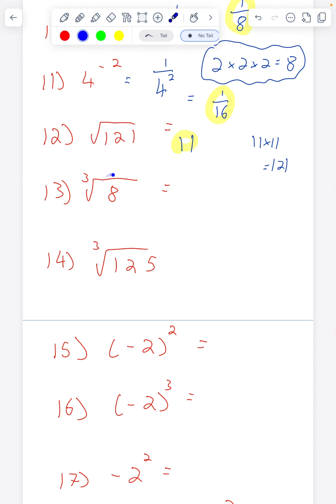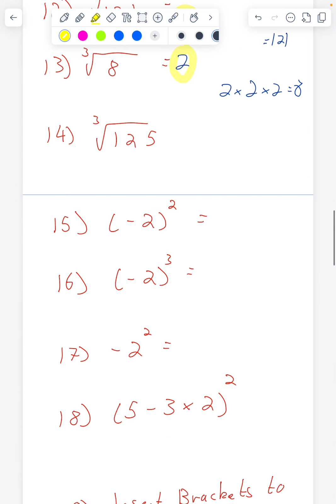Now this is not the square root, this is the cube root, which means this time, not what number times itself twice, but this time what number multiplied by itself 3 times gives you 8. And the answer is 2, because 2 times 2 times 2 gives you 8. So this is the answer for 13.